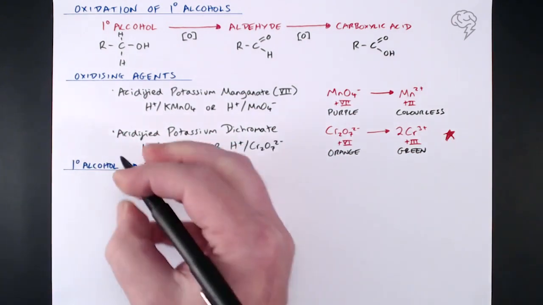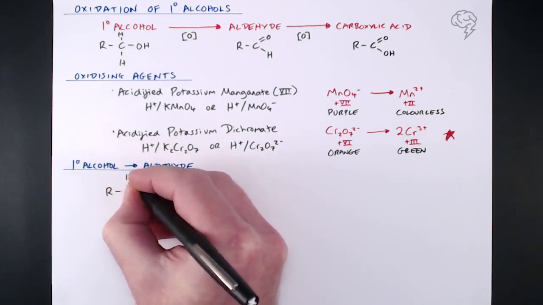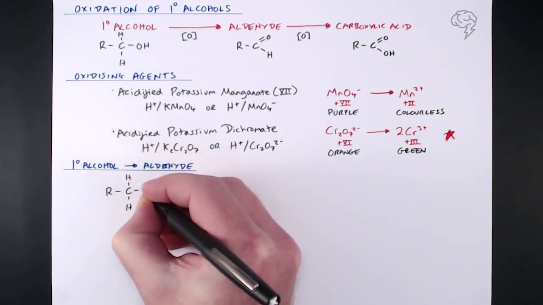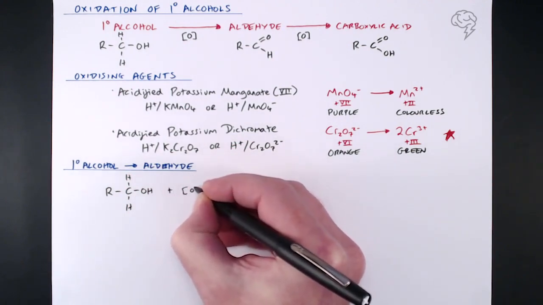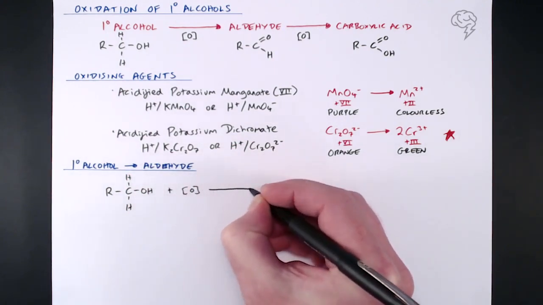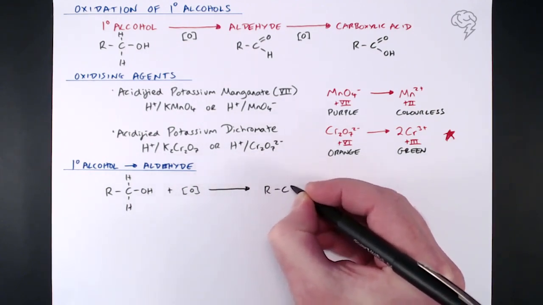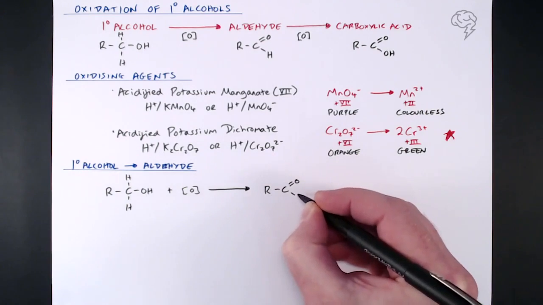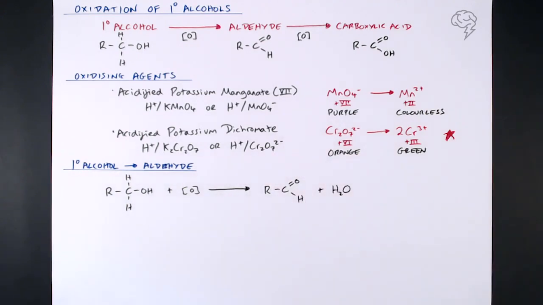So the equation for this is as follows. We take our alcohol. Again, it's a primary alcohol bonded to a carbon with 2 hydrogens attached to it. Then we add this [O] in square brackets, and that represents the oxidizing agent. So the oxygen is supplied by the oxidizing agent. We then get our aldehyde, which is our RCHO. And of course, we get water as a byproduct.